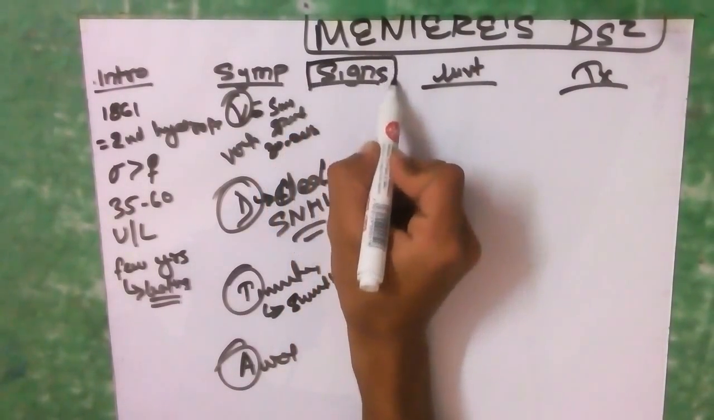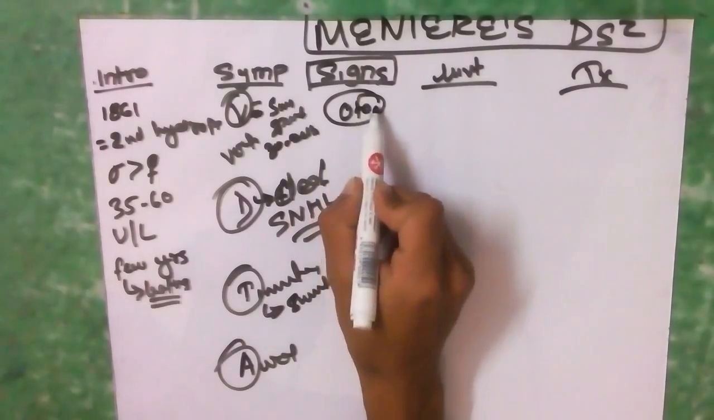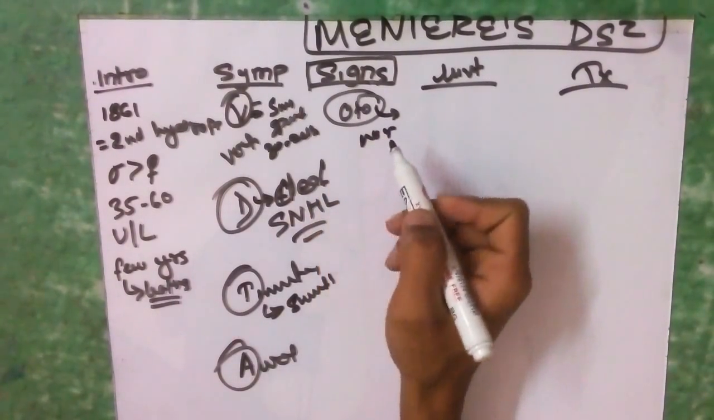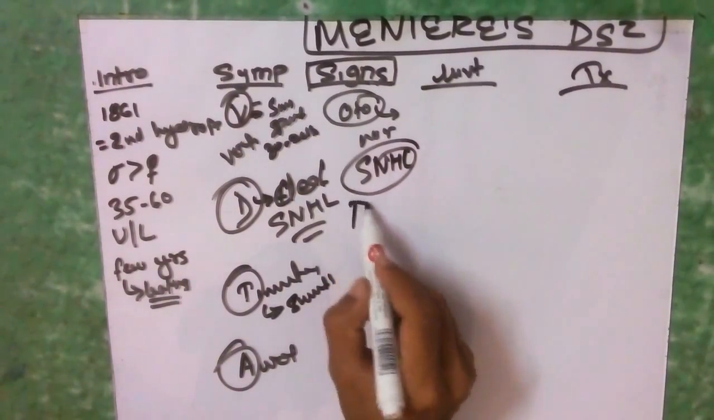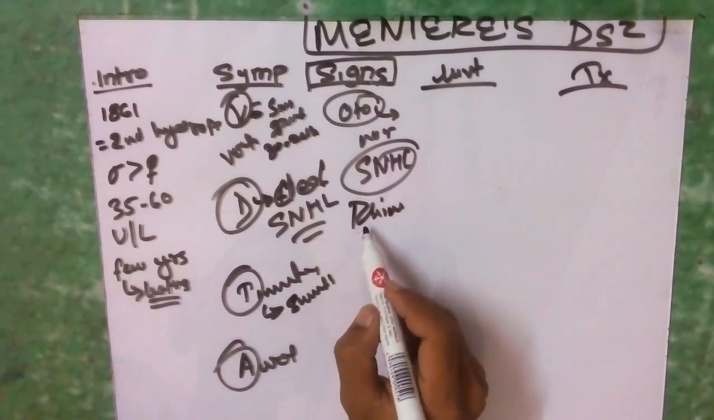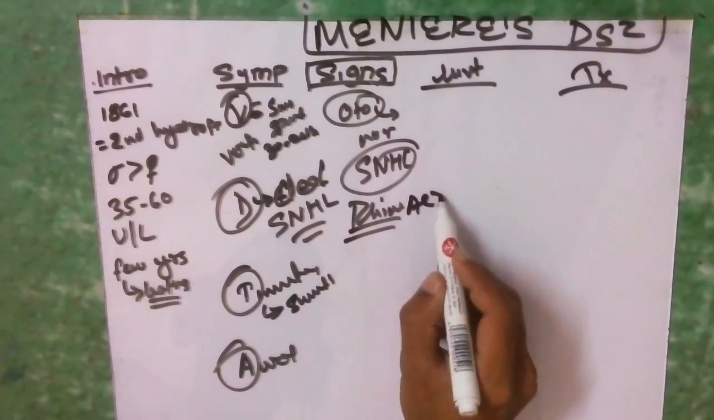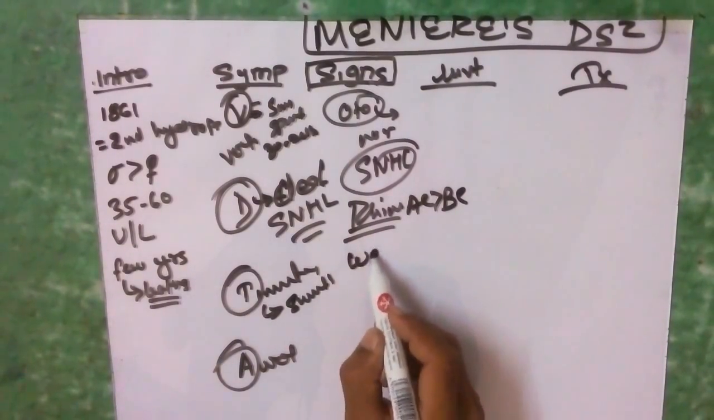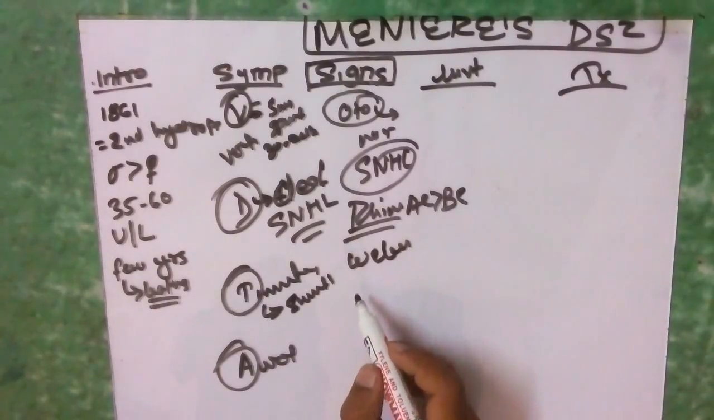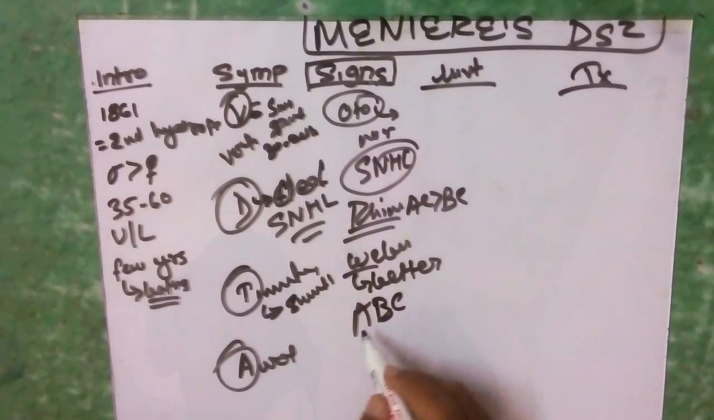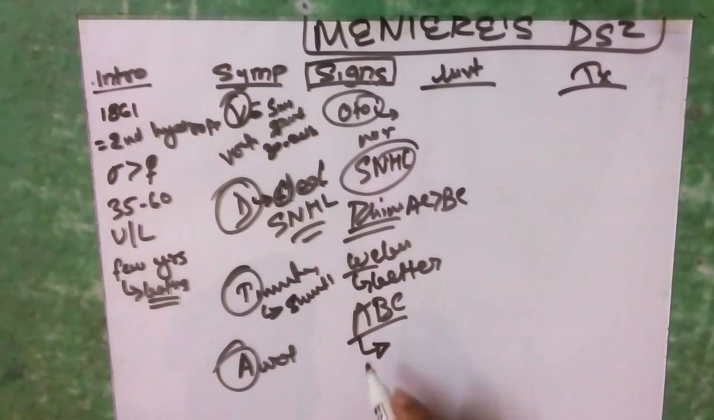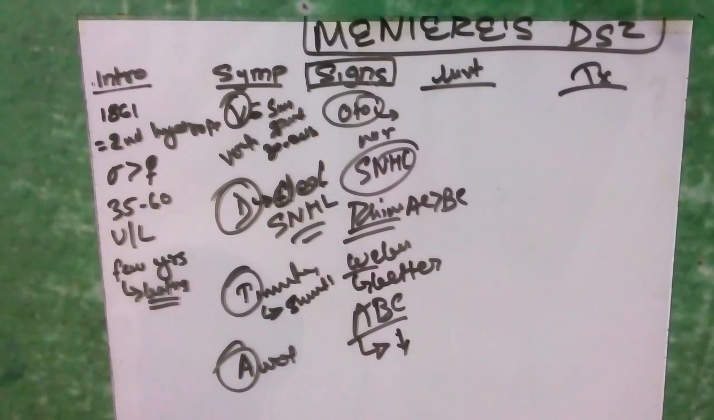Regarding signs, otoscopy shows a normal tympanic membrane. Because of the sensory neural hearing loss, when we do Rinne's, the tuning fork test, Rinne's shows air conduction more than bone conduction. Weber shows that the vibration is lateralized to the better ear. And the air-bone conduction test shows a decrease in conduction.